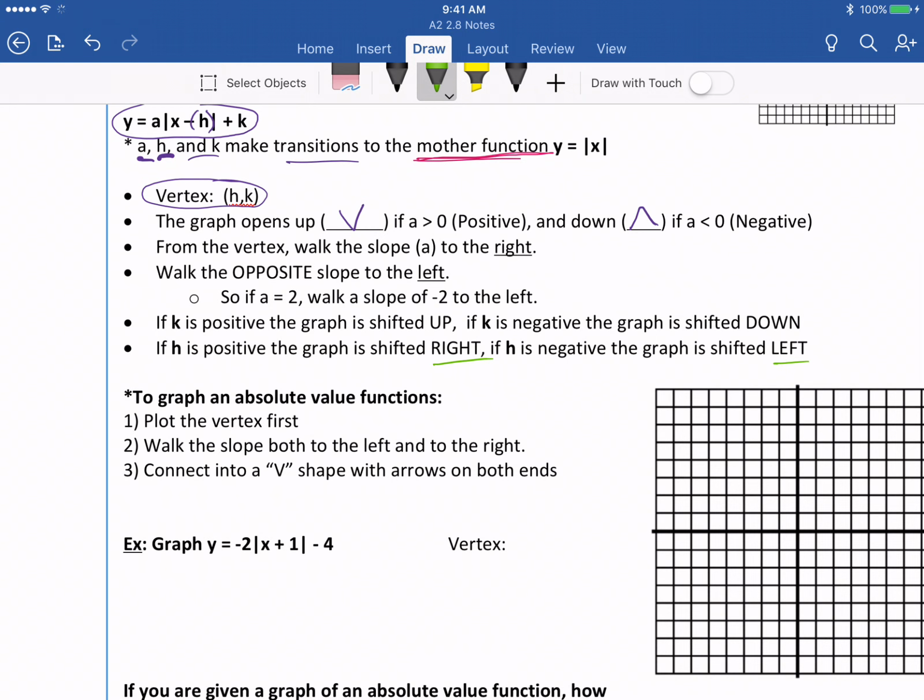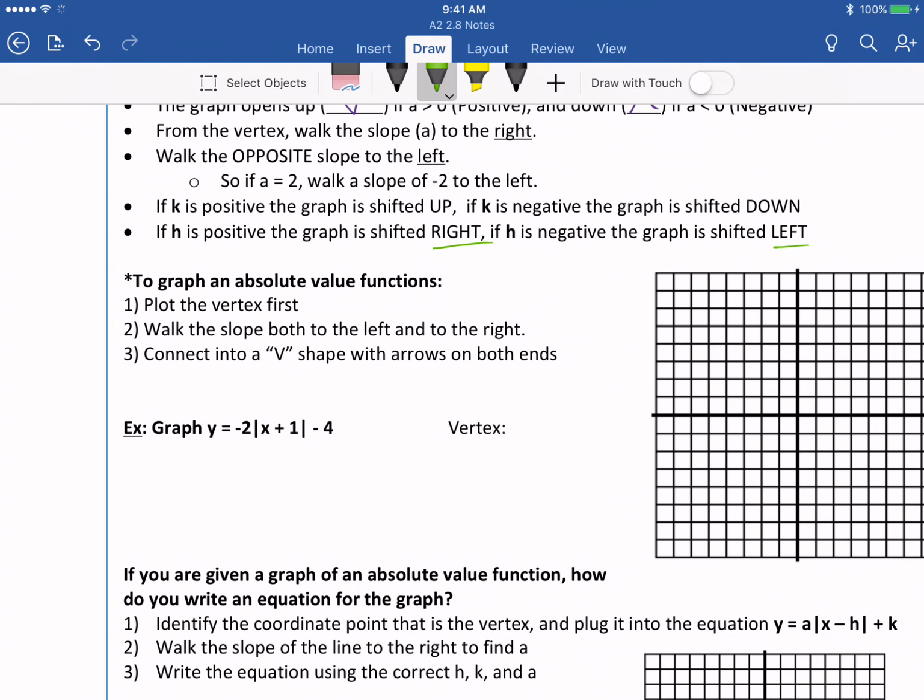So to plot these guys and to actually graph these guys, you have to first plot the vertex. All right, then walk the slope to both the left and the right, and then connect into a V shape with the arrows on both ends. So that's our last part.